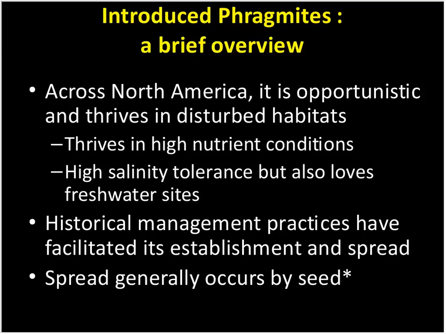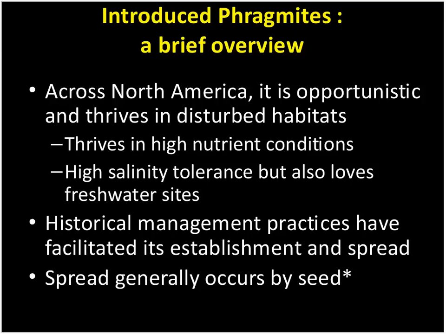Okay, so I'm running out of time, so I'm quickly going to go into some of the management things that we've talked about. Again, I just want to say a few things about introduced Phragmites in general. We now find it across North America. It's very opportunistic. It thrives in disturbed habitats. We know it likes high nutrient conditions. It can also tolerate high salinity, but it loves freshwater sites, so it really can grow just about anywhere.